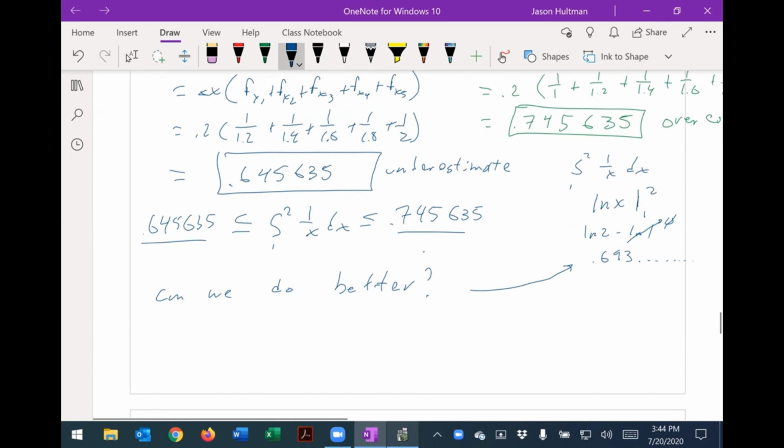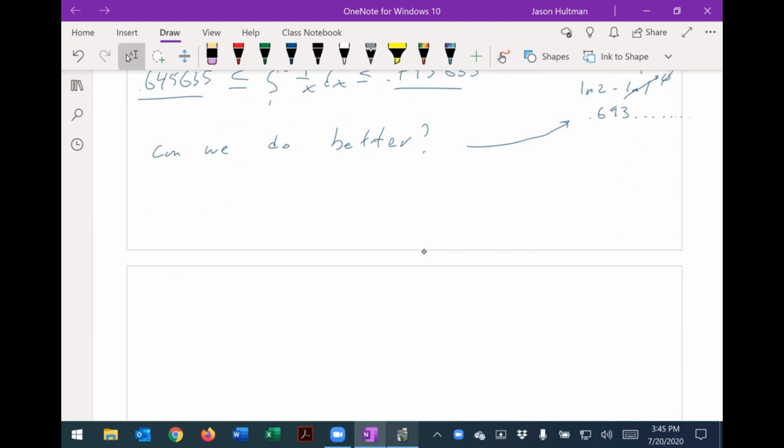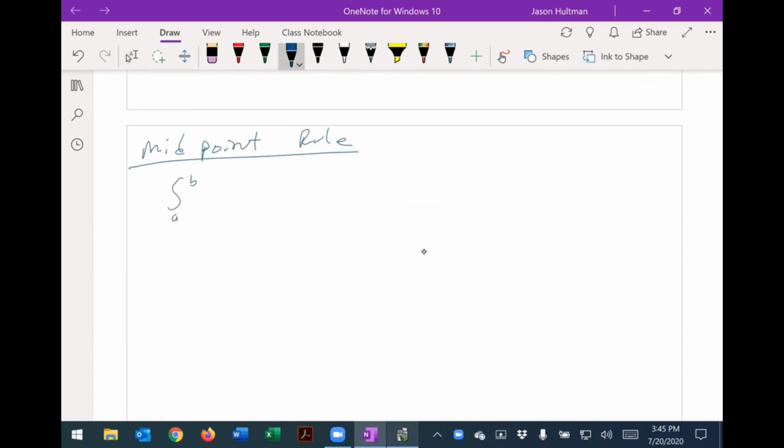Well, instead of using a right or a left, let's use a midpoint. So let's look at what we call the midpoint rule, the midpoint rule for approximations. We're going to say the integral from a to b of f of x dx is approximately equal to the midpoint rule, which is equal to delta x times f of the average of the ith interval.